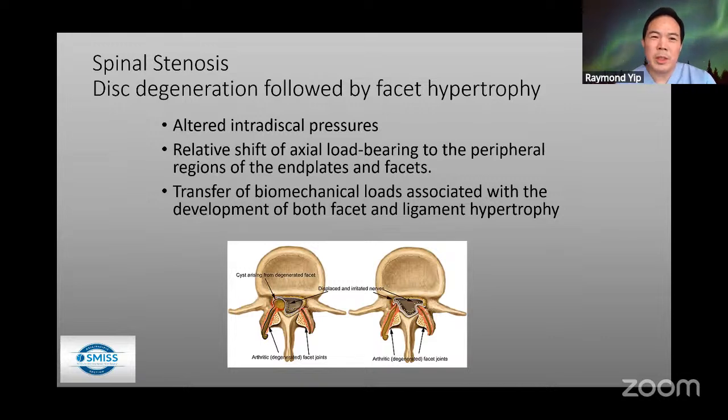So we know that spinal stenosis is caused mainly by disc degeneration followed by facet joint hypertrophy. So the origin of the problem is actually disc degeneration. What happens is altered intradiscal pressures lead to loading of the posterior elements of the spine, notably the facet joints, and they hypertrophy, and the ligamentum flavum tends to infold and buckle. Together with the facet joint capsule, this results in spinal stenosis as we know it.